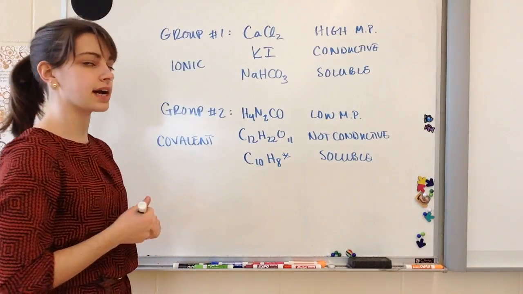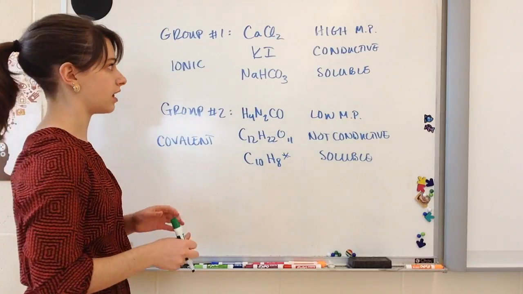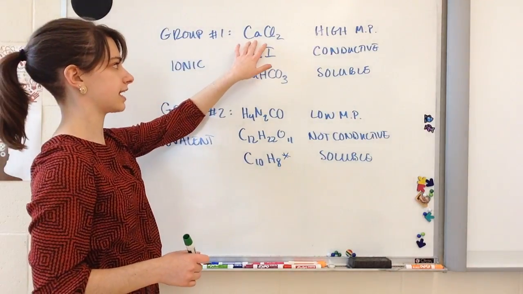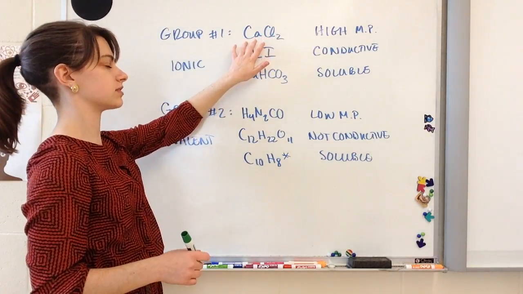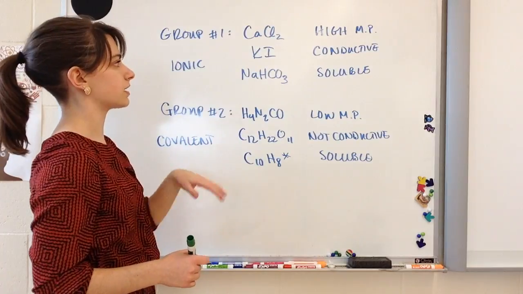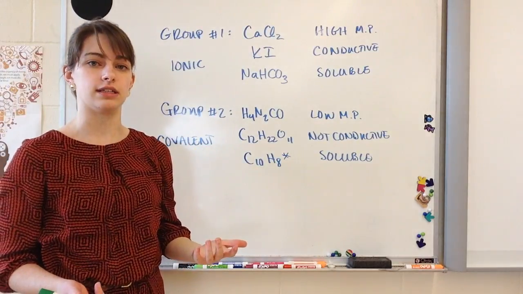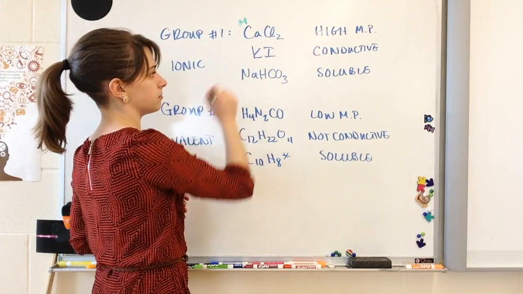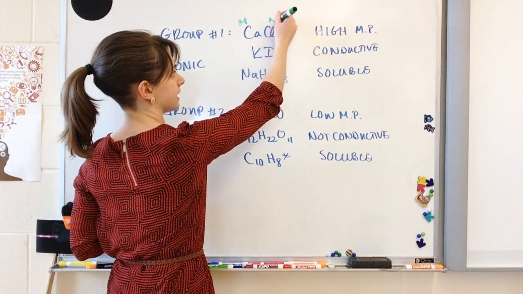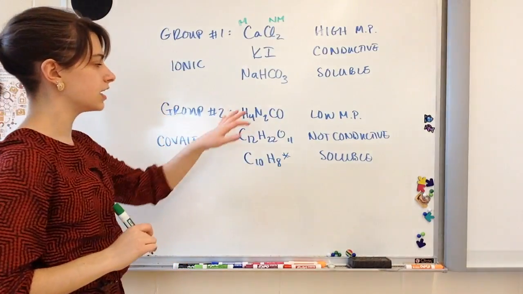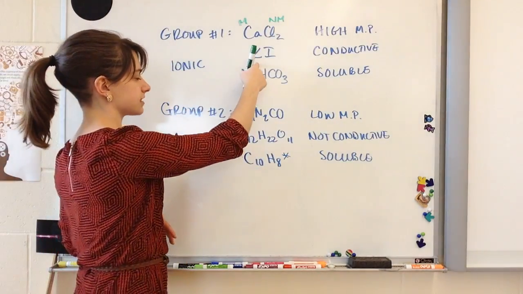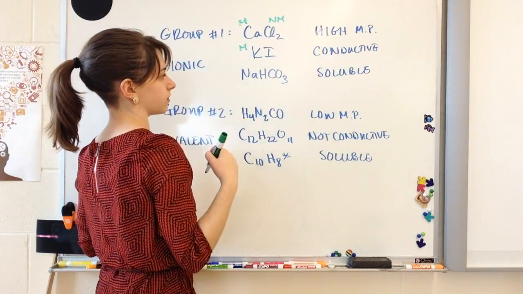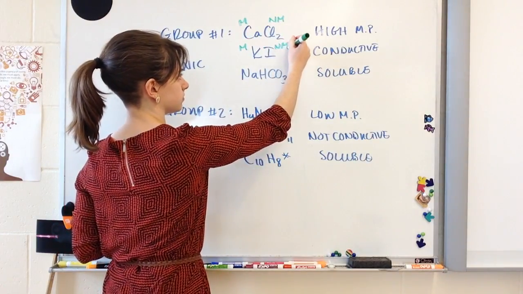If we look a little bit more closely as to what types of elements make up these compounds, we might also see a pattern with that as well. So if we start with our ionic compounds, and we start with calcium chloride, calcium chloride is made up of calcium and chlorine. And so calcium, if we remember, calcium is a metal. It's on the left-hand side of the periodic table. Chlorine, being on the right-hand side of the periodic table, is a nonmetal. If we look at potassium iodide, potassium being on the left-hand side of the periodic table is a metal. Iodine being on the right-hand side is a nonmetal.